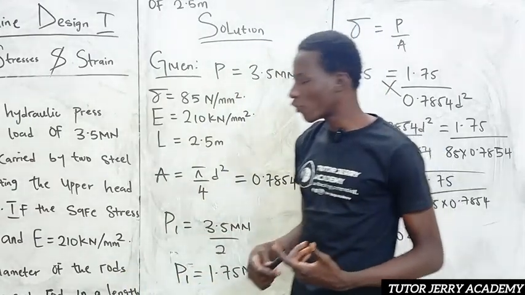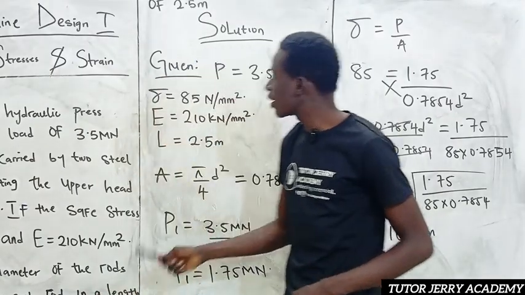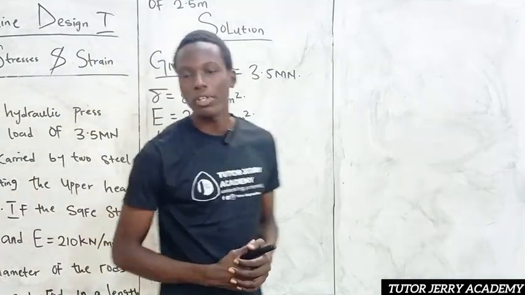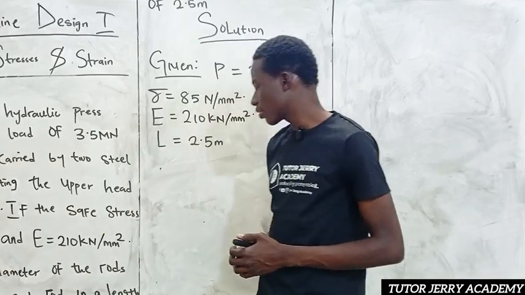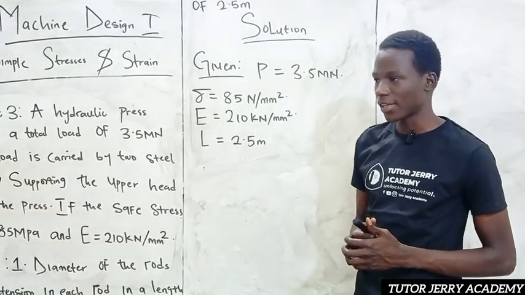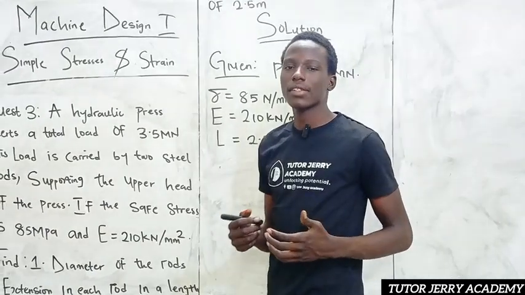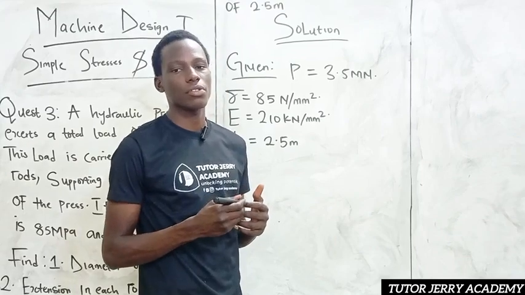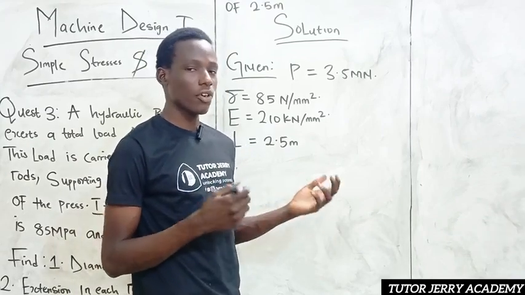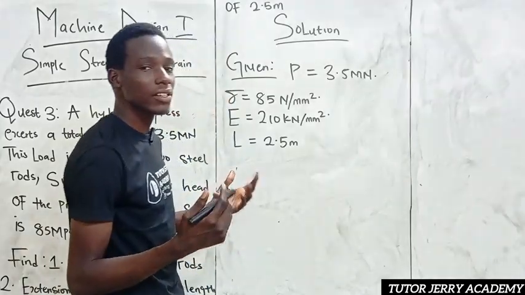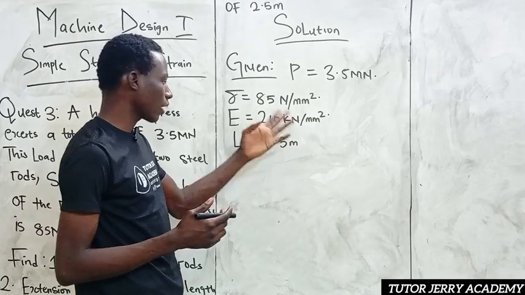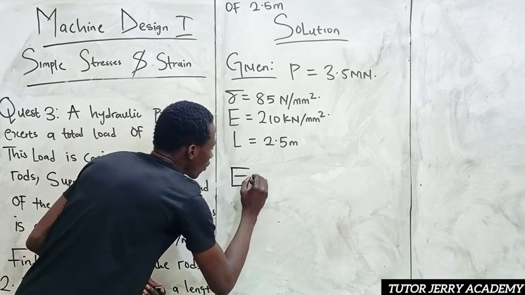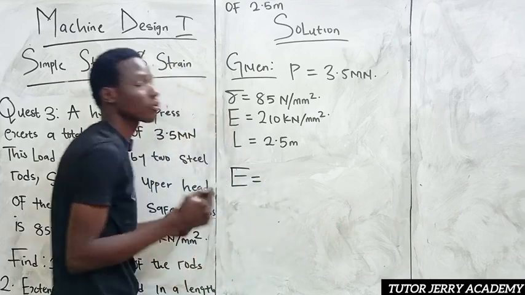So next, we are going to be looking for the extension in each rod in a length of 2.5 meters. Now, how do we do this? We know that our Young modulus is equal to sigma all over strain, which is of course stress all over strain. So from that relation, we are going to be looking for a formula that we can use to find the extension. Now, Young modulus E is equal to sigma, of course, and we know that our sigma is what?